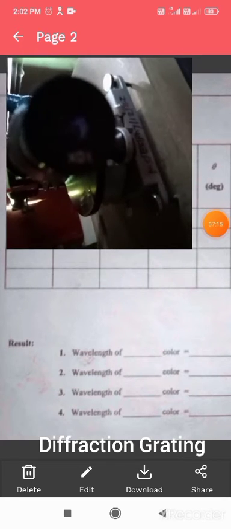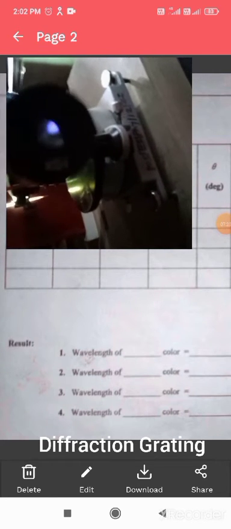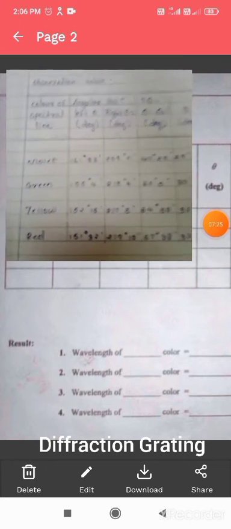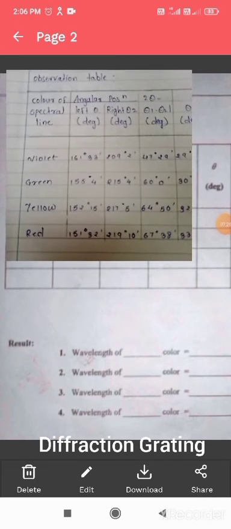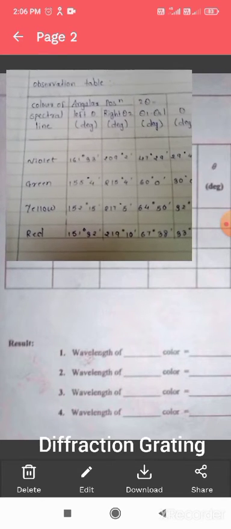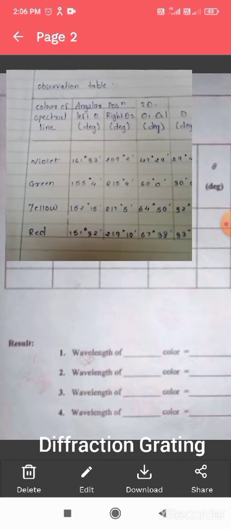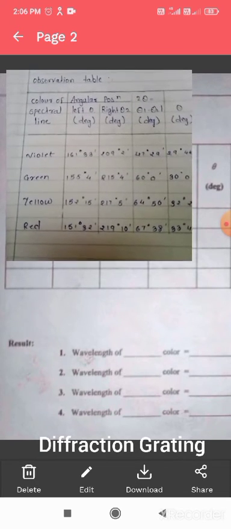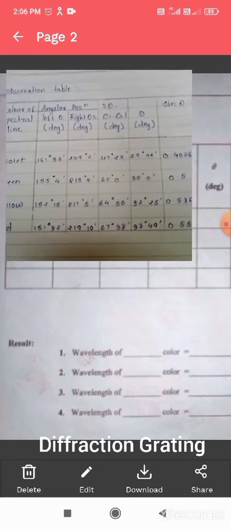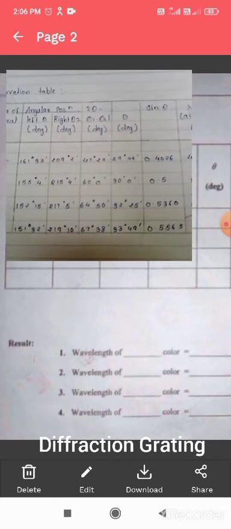The cross wire is coincided on violet color. It is difficult to show you now, but still violet color is observable there. These are the readings we have calculated. For violet color, for the left side we have 161 degree 33 minutes and for the right side 209 degree 2 minutes. If you take the difference, that will be 47 degree 29 minutes, divided by 2, so we get 29 degree 44 minutes.